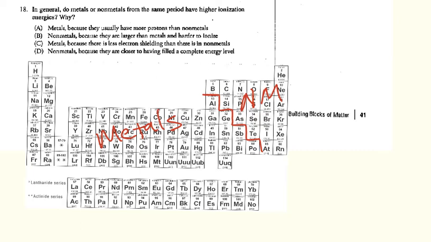So we can get rid of A, because metals are not higher, and C. And then we've got to come up with the reason. Nonmetals, because they are larger than the metals. No, I don't think so, because remember, francium's the biggest element, helium's the smallest, and so as you go this way, they're getting smaller. So I don't think that that's true. And then D, nonmetals, because they are closer to having a complete energy level. Yeah, it's not the best argument, but it certainly works because the nonmetals only have to gain an electron or two. So I think D is going to be the correct answer, even if the explanation isn't great.